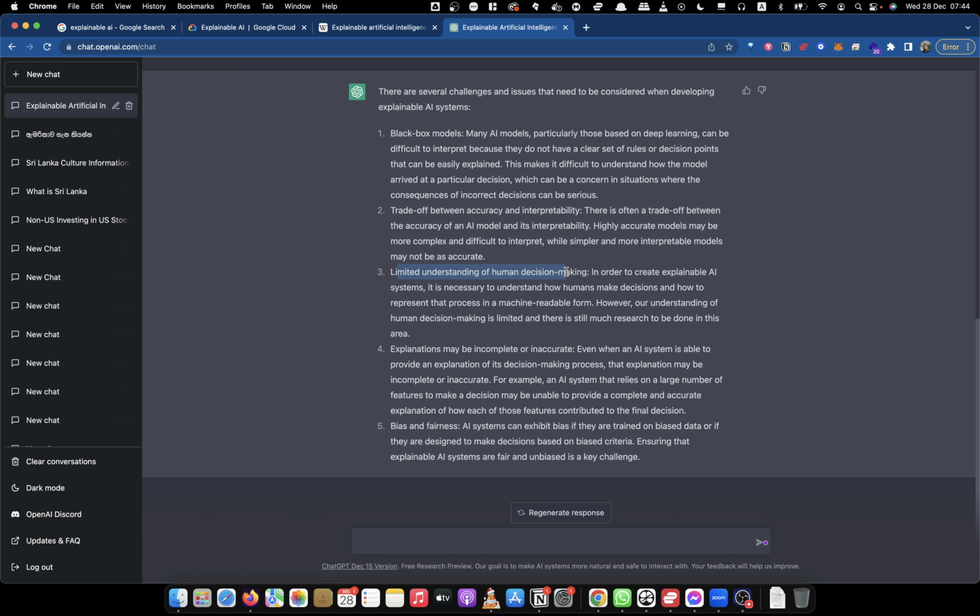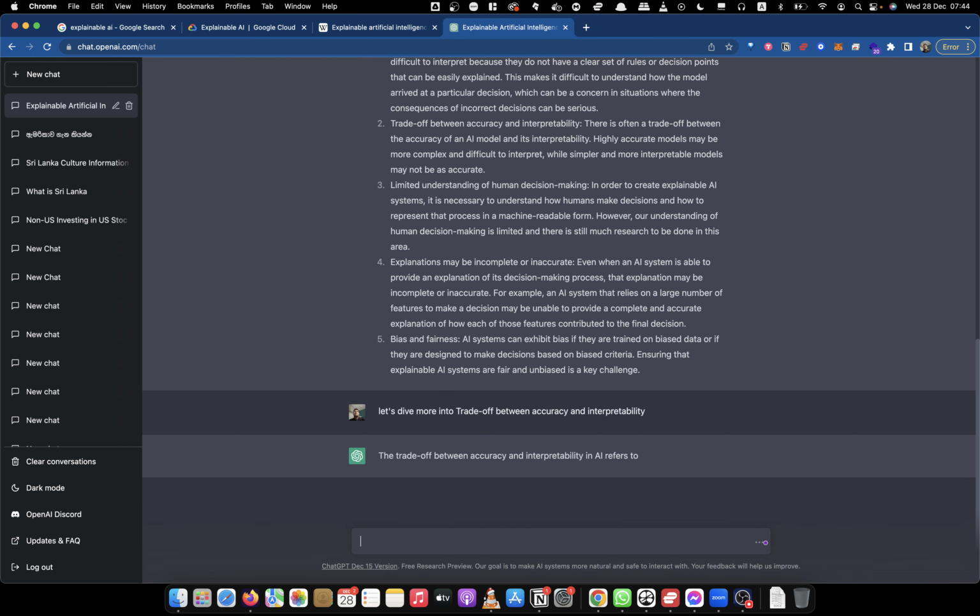And limited understanding of human decision making. Oh, that's interesting. In order to create explainable AI, it's necessary to understand how humans make decisions and how to represent the process in machine readable form. Okay, there are a lot of interesting things. Then we'll try to get this one. Obviously, we have to pick something, but as researchers, you are free to select any of those major models, and then probably pick one or a few and try to see the interconnectivities in between. So let's dive more into this.